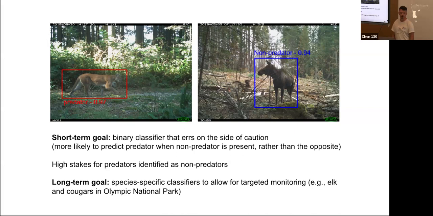Yeah, no, that's a great idea. I think, especially when you think of the difference between detecting a cougar versus detecting an elk, it's pretty substantial in terms of the risk. So yeah, that's a fantastic idea that I hadn't really thought too much about.